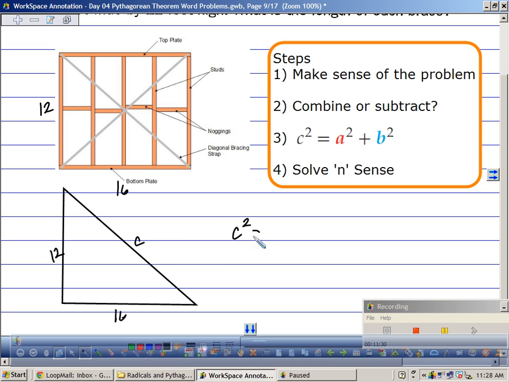Okay. So C squared equals A squared plus B squared, or I should just say 12 squared plus 16 squared. Let's see if you guys can do this one. What's 12 squared? What does 6 squared end in? Maybe in the 2's. What do you think? 5, 256, right? What is 144 plus 256? 400? So what's the square root of 400? 20.